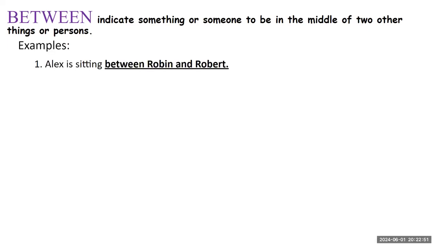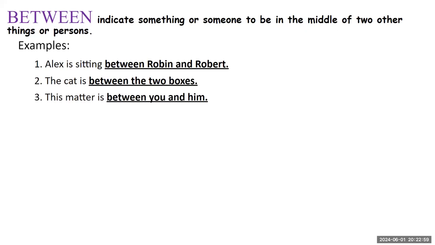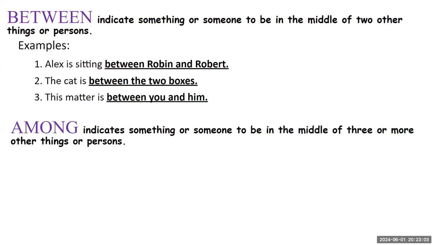Alex is sitting between Robert and Robert. The cat is between the two boxes. This matter is between you and him. Among indicates something or someone to be in the middle of three or more other things or persons.